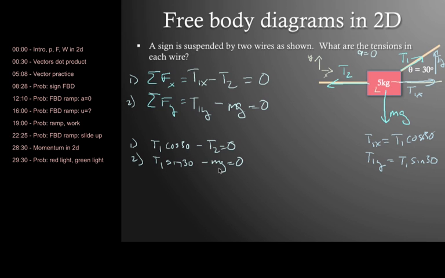So I can go ahead and find T1 pretty easy. T1 is really just mg over sine 30, and I'm going to get 98 newtons. So this is just using equation 2. And then I can use equation 1 up here in order to solve for T2. So T2 is going to be T1 cosine theta. So then T2 is going to be equal to 85 newtons.